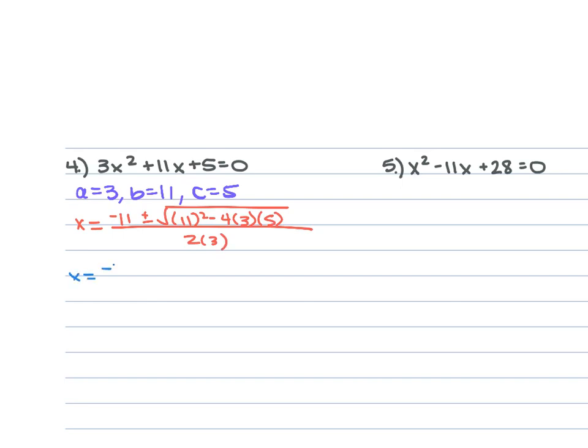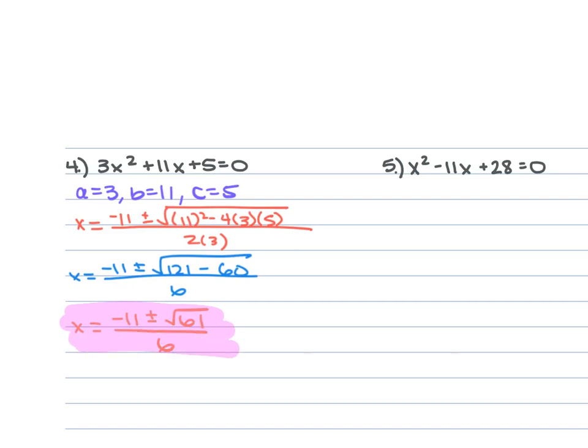So x is equal to negative 11 plus or minus the square root of 121 minus 4 times 3 is 12 times 5 is 60 all over 6. The 121 minus 60 is 61, so x is equal to negative 11 plus or minus the square root of 61 all over 6. You cannot take the square root of 61, so this is your final answer.